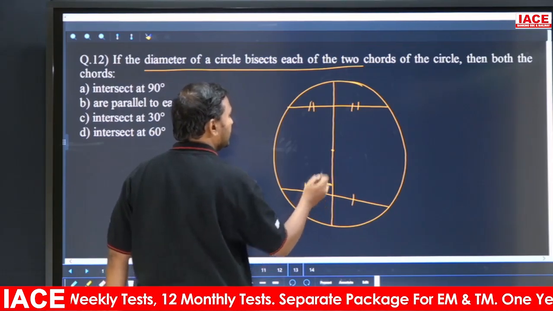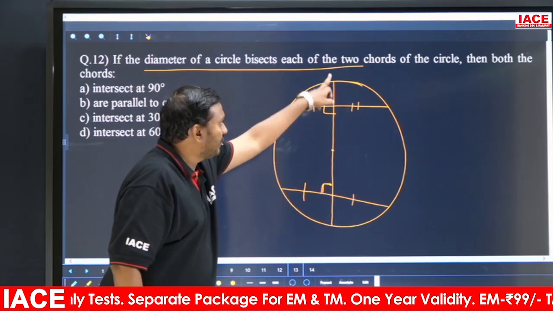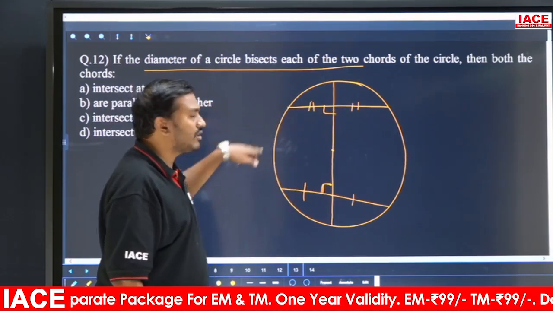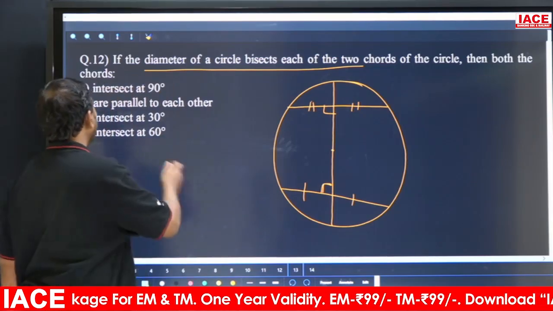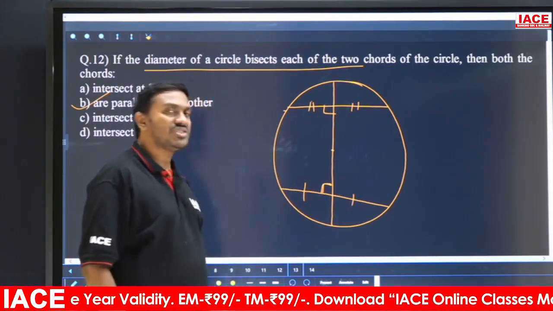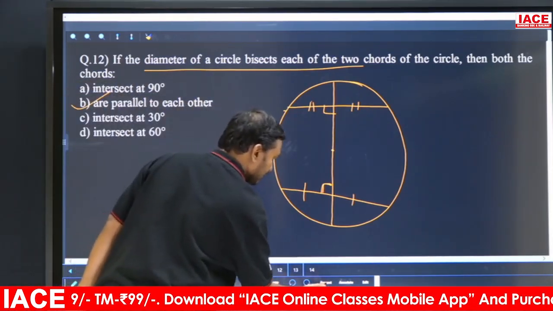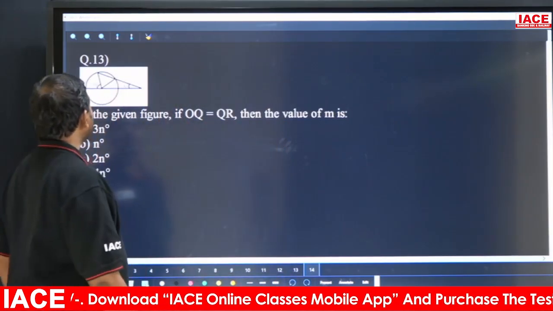So here it is forming 90 degrees. Here also it is forming 90 degrees. So if two perpendicular lines are drawn to a line, both are which lines? Parallel lines. So this and this both are parallel. So option B is the right answer. Right? Then question number 13.